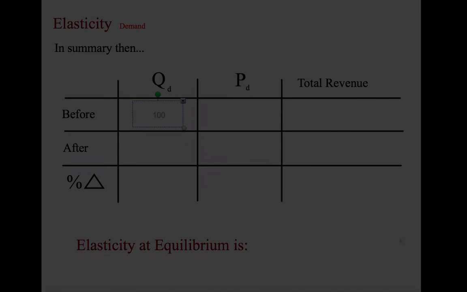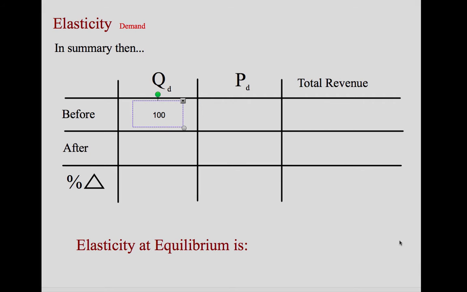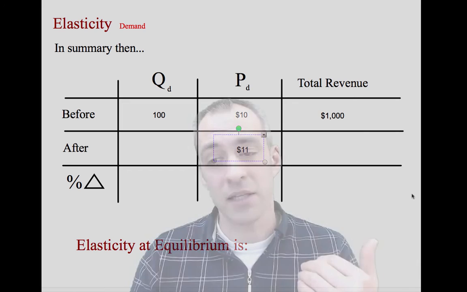Let's try an example. We're going to look at some random product with a demand line we're not going to specify, but I'm going to tell you that at the market equilibrium we're currently at, or whatever point we're selecting on the demand line, the quantity demanded is 100 at a price of $10. So the revenue at that point, of course, is $10 times 100 units. That's $1,000.